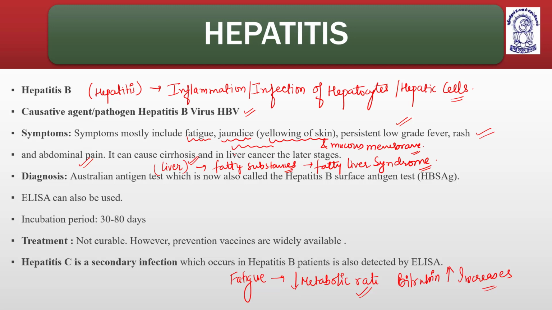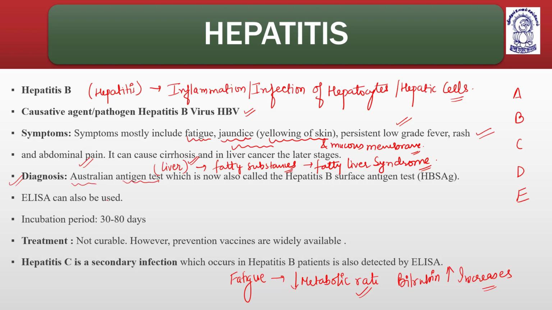So hepatitis B is basically related to the infection of hepatocytes, hepatic cells. It is caused by hepatitis B virus. It is of 5 types: hepatitis A, B, C, D and E. Symptoms mostly include fatigue, jaundice, yellowing of skin and mucous membrane, persistent low grade fever, rashes on the body and abdominal pain. It can cause cirrhosis as a complication, deposition of fatty substances in the liver cells, and liver cancer, hepatocarcinoma, in later stages. Diagnosis is done by Australian antigen test.